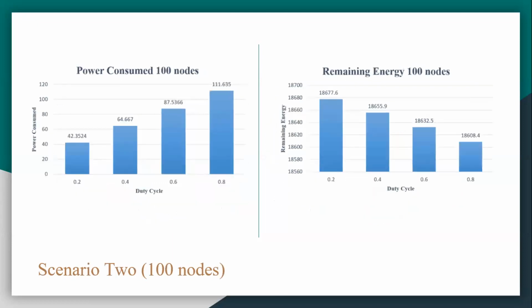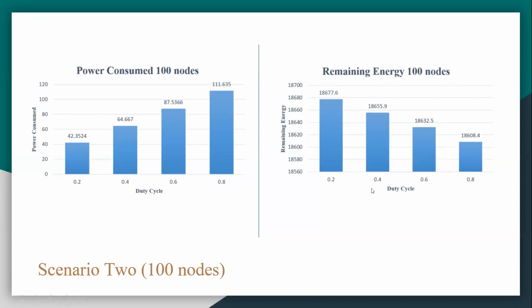In scenario 2, we used 100 nodes to expand our network, maintaining the same work environment and simulation settings as scenario 1. This allowed us to compare the network's behavior and energy consumption patterns with an increased number of nodes. On the left side, we can see the consumed power by the network for different duty cycle values. Similar to scenario 1, we observed that the power consumption increases as the duty cycle increases. However, the differences in power consumption between duty cycles are relatively small. This suggests that with a larger number of nodes, the power consumption becomes more consistent across different duty cycle values.